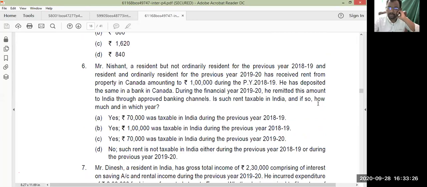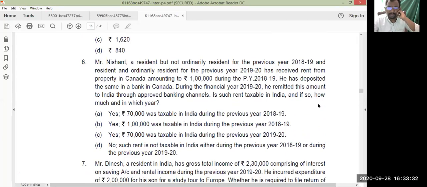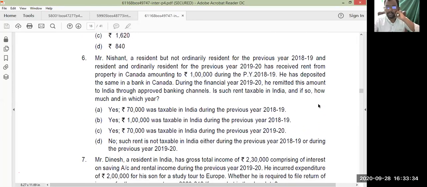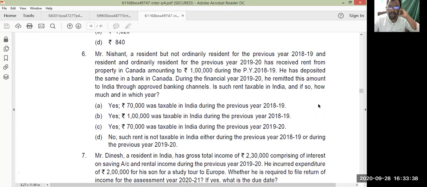Nishant, a resident but not ordinarily resident for the previous year 1819 and resident and ordinarily resident for 1920, has received rent from property in Canada amounting to 1 lakh during the previous year 1819. He has deposited the same in a bank in Canada. During the financial year 1920, he remitted this amount to India through approved banking channels. Is such rent taxable in India, and if so, how much and in which year?